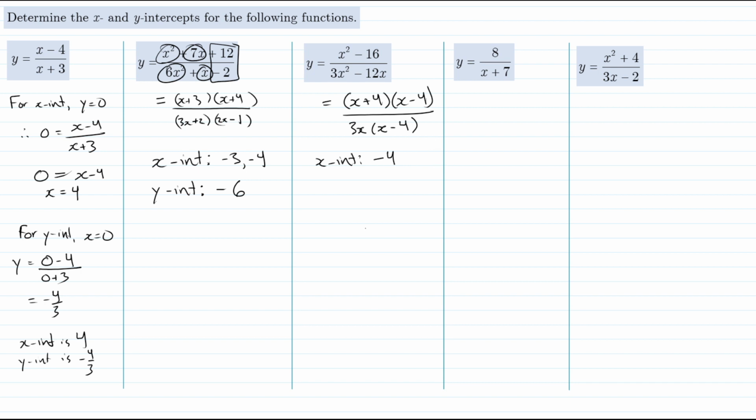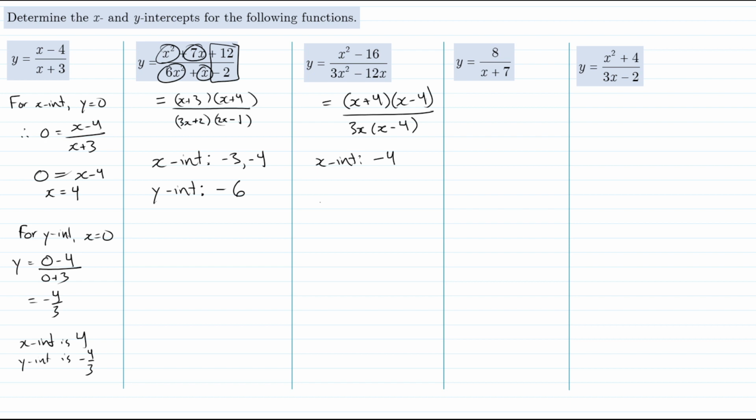So what is happening there? Well, it's actually something called a hole, and we'll talk about that in another video. Check out the video on vertical asymptotes and holes. But for now, all we can say here is we have one x-intercept, and that is -4, which is coming from that bracket working out to 0.